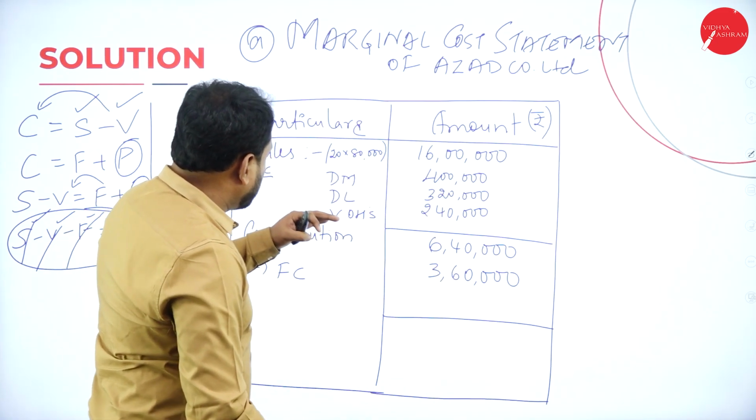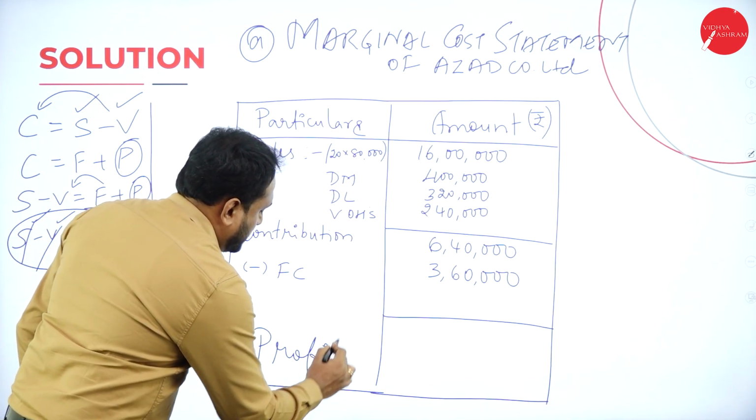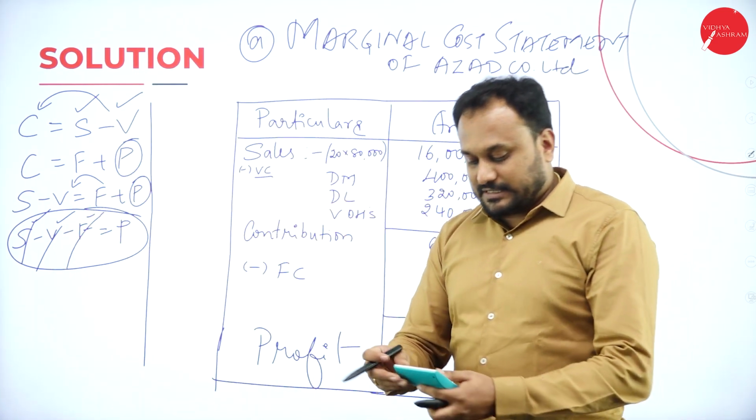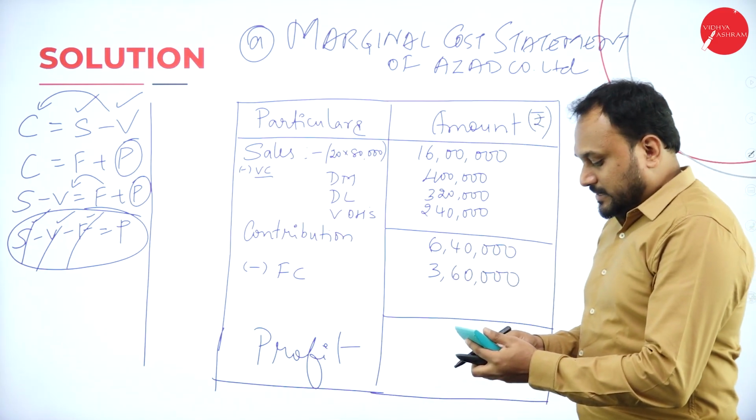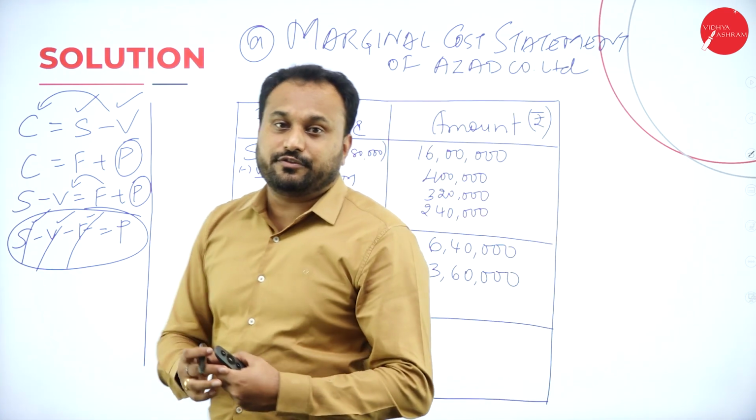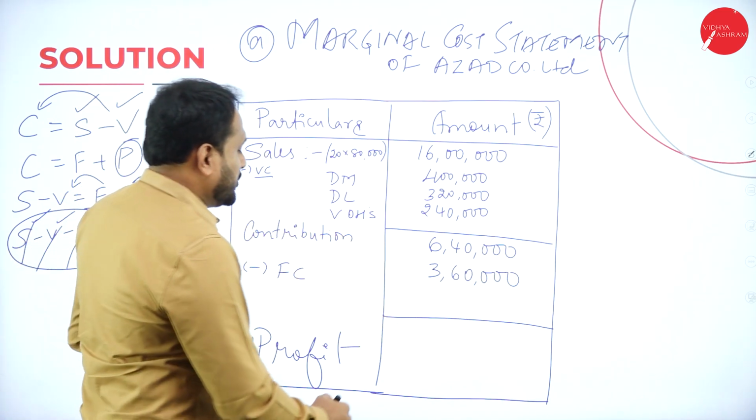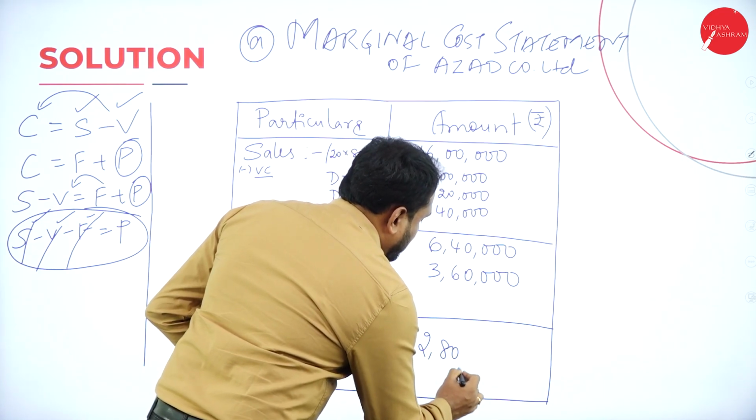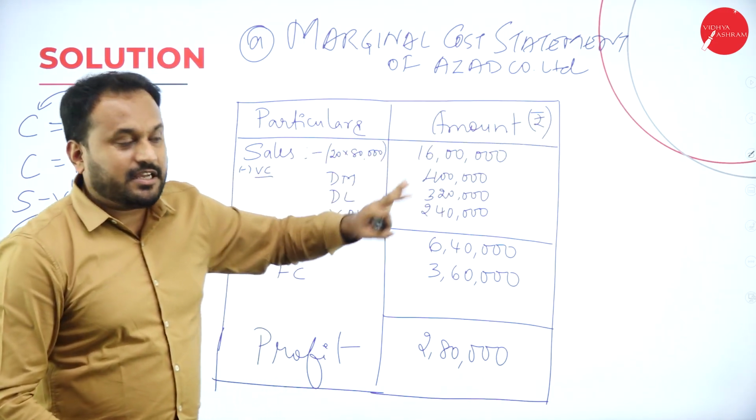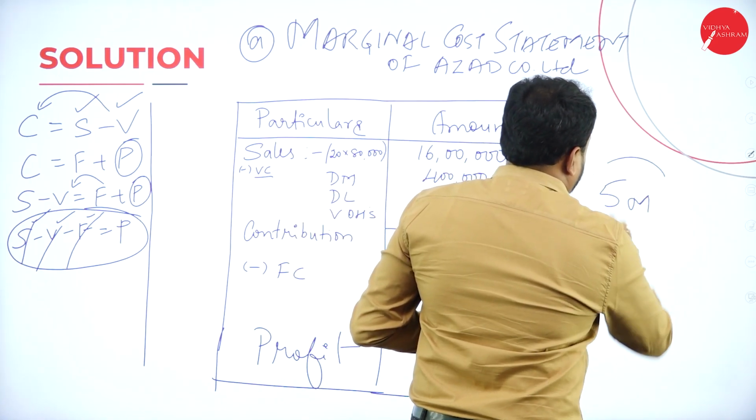This is what the statement. Now contribution minus fixed cost is what? That is your profit. So how much will be your profit if you go with that? Now understand. Now you have 64 minus 36, so it is 28. That means 2,80,000 is your profit. If you go with 6,40,000 minus 3,60,000, how much is your profit? That is your 2,80,000 rupees. So this is my marginal cost statement of Azad Company Limited. The minute I go with that, I get 5 marks. How many marks? I get 5 marks.